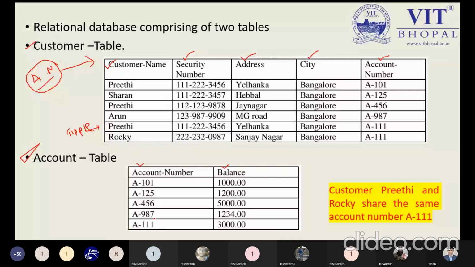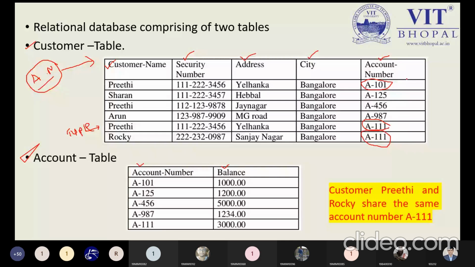Now, Priti has the account number 101, and Priti also has another account number, A111, and Rocky also has the same account number which is also held by Priti, that is A111. So you can see there's a common thing by which we can make the relationship. For the rest we also have 125, 4 5 6 9 8 7.